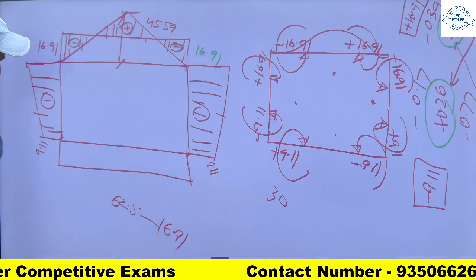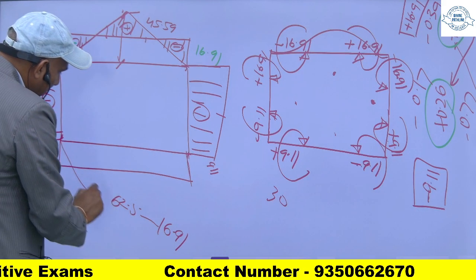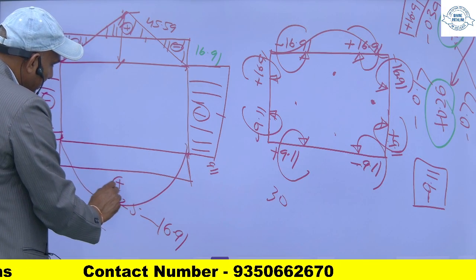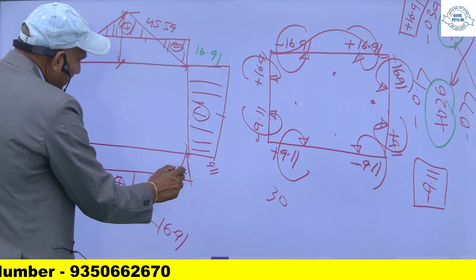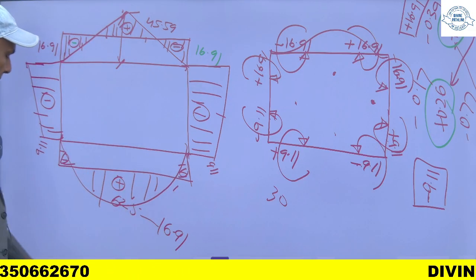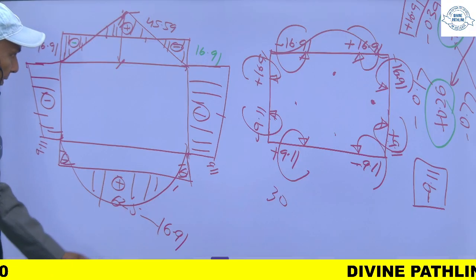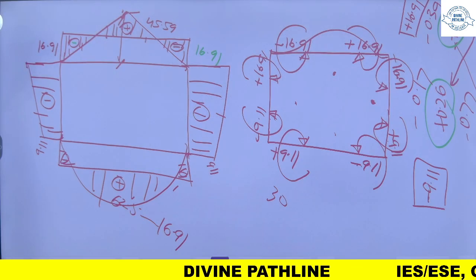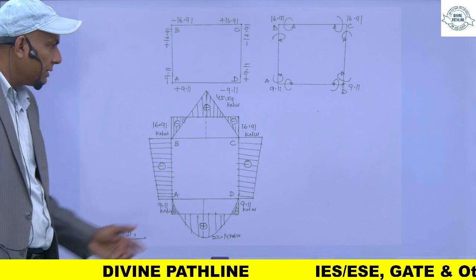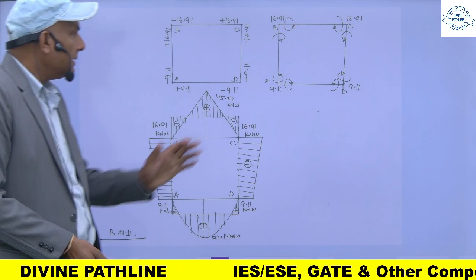So it will be like this. This is sagging and this is hogging. Your bending moment will be this way. Same I have done here. So your diagram will be like this. This is my bending moment diagram, and these are the directions of the arrow.